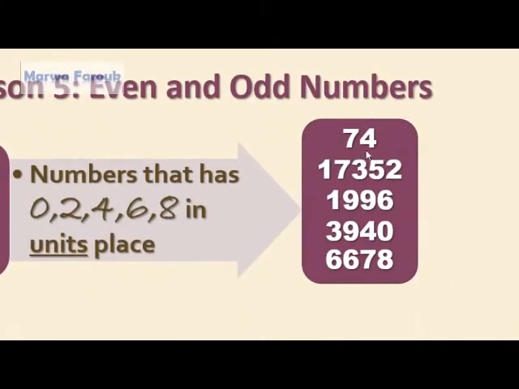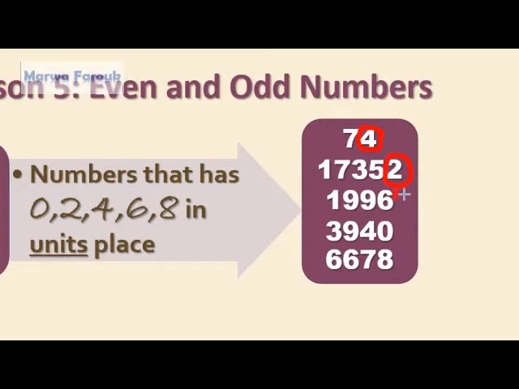Here I have the number 74. I will look at the units place. I have the number 4, and 4 is from these numbers, so it will be an even number. I don't care about the rest of the digits. Okay, now I have 17,352. Again, I will look at the units place. I have 2, and 2 is from these numbers, so it's an even number. And what about the rest of the digits? I don't care about them.